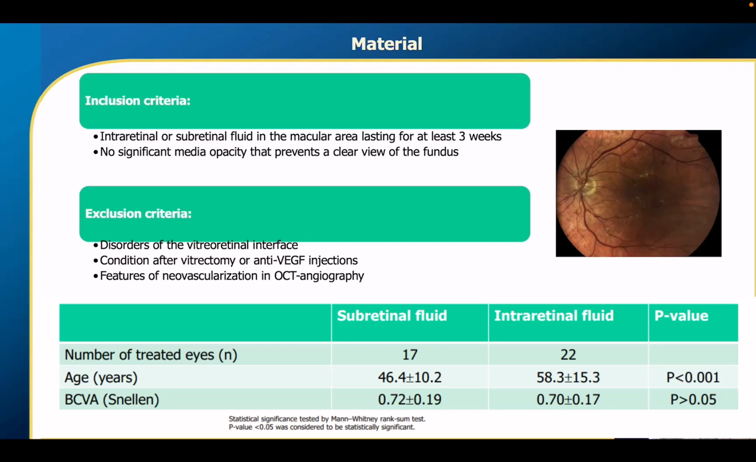17 patients with subretinal fluid and 22 patients with intraretinal fluid were enrolled in the study. The group of patients with intraretinal fluid was significantly older, while best-corrected visual acuity did not differ significantly.